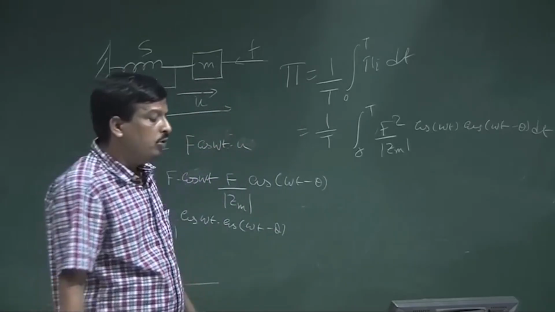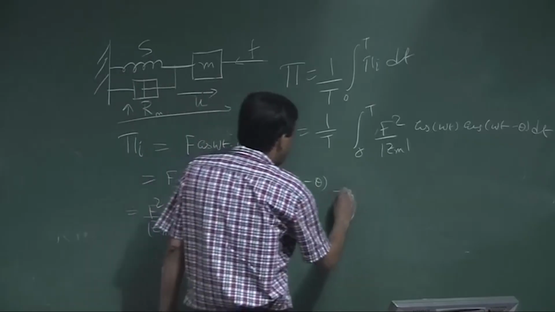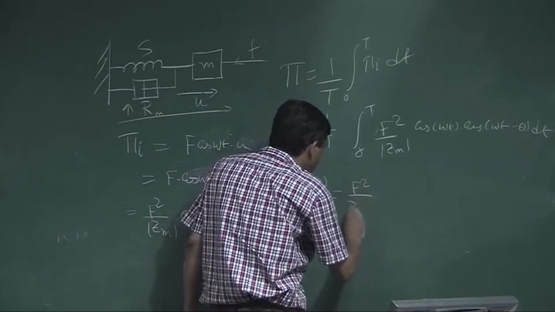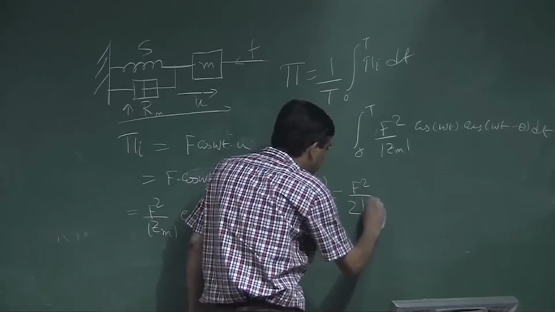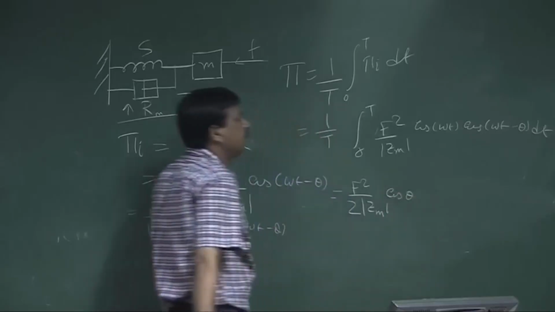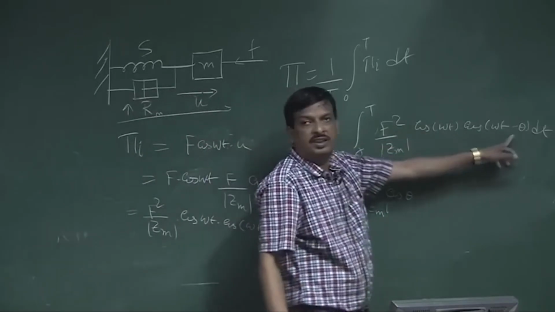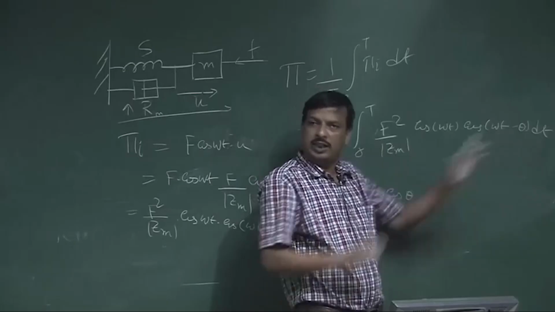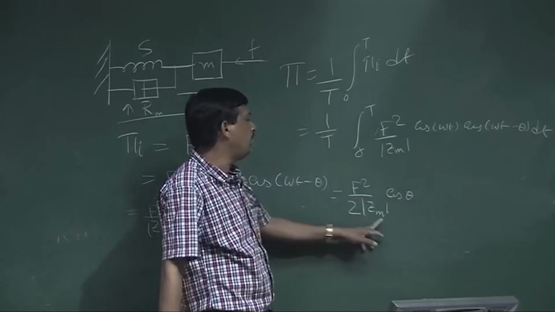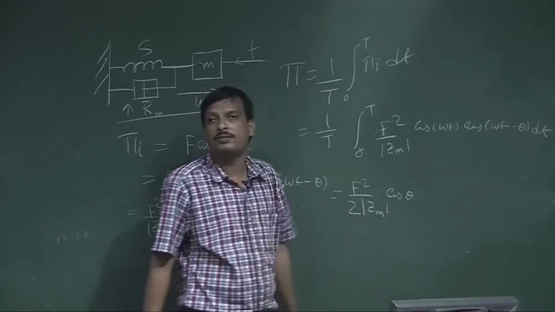If I do this integration, I will get f square by 2 Zm cos theta. Cos omega t minus theta, cos A minus cos B, expand it and do the integration, you will get f square by 2 mod of Zm cos theta.